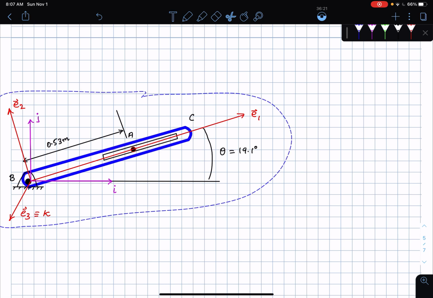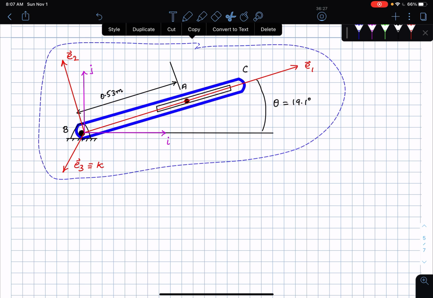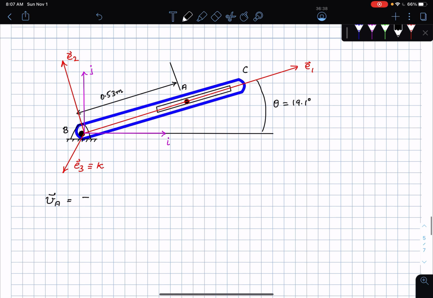Now we first do velocity analysis, as you know. So let's see. I have the velocity of A, which is already known to me, and it is given by 7.4 i and 2 in the j direction. This is so many meters per second. Then I ask, what is the distance from point A to point B? This distance is along the E1 direction, right? So sitting at the point B, looking at the point A, I know that distance is going to be 0.53 in the E1 direction.